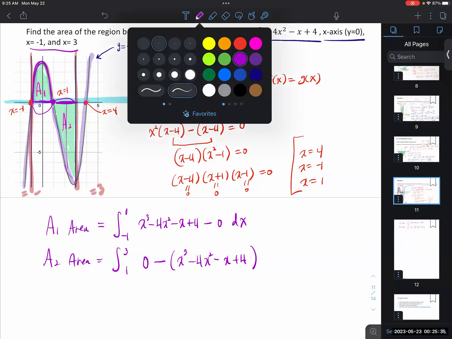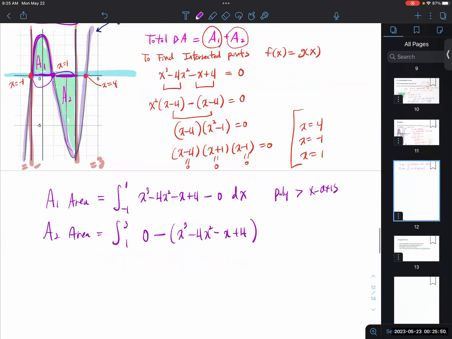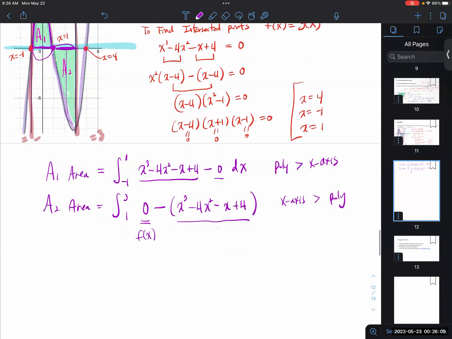Okay, so here, in the first area, the polynomial function was higher than y equal to 0, the x-axis, right? But in the second area, the x-axis is higher than the polynomial. So that's why you have to subtract 0 minus that, because in this case this is f, and this is going to be g. In the first area, this is your f and this is your g. So that's something you need to be careful about. Okay? Make sure of that, it's important.